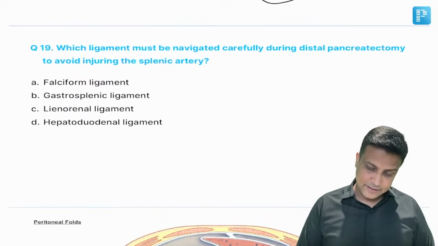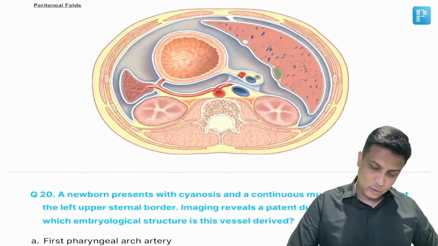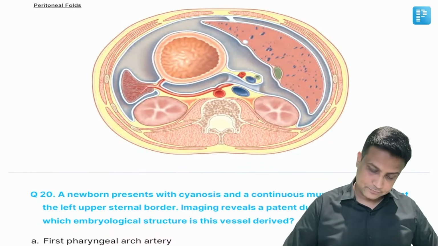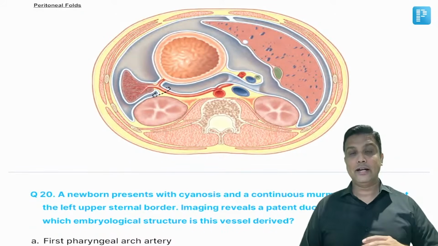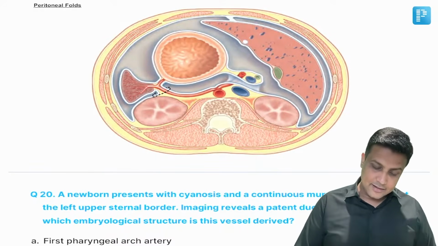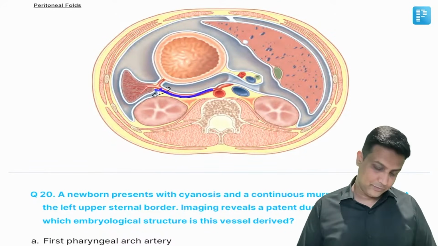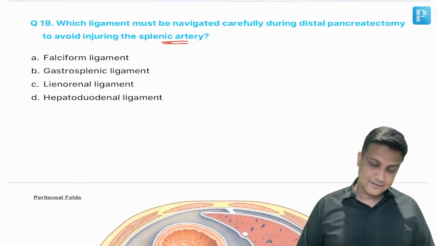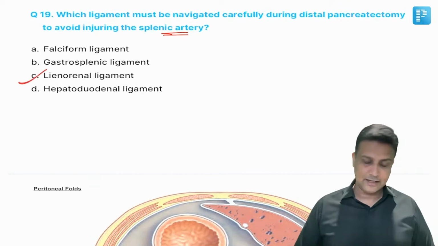So remember, splenic artery is actually the content of the splenorenal ligament here. You can clearly see this ligament between the spleen and the kidney behind, the splenorenal ligament or linorenal ligament. And that is the ligament which is actually allowing the passage of the splenic artery here. And of course, you can get the answer from here that the correct answer here will be the linorenal ligament.